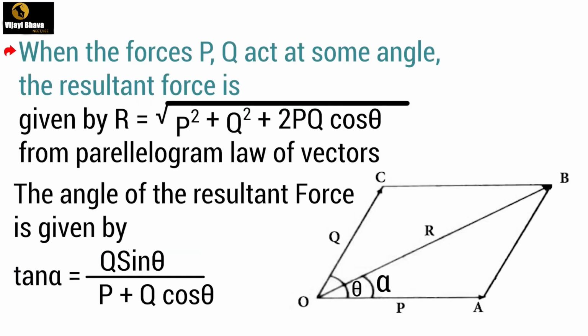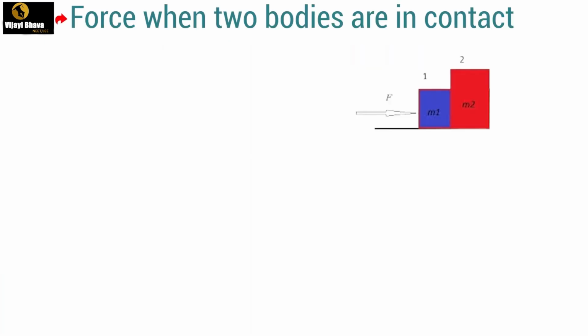Now when two forces act at some angle, the resultant force is given by the parallelogram law of vectors as R is equal to root of P square plus Q square plus 2PQ cos theta, where P and Q are the forces acting at an angle theta. The angle of the resultant force is given by tan alpha is equal to Q sin theta by P plus Q cos theta. Now let us learn some formulae on force which can be directly applied in the numericals.